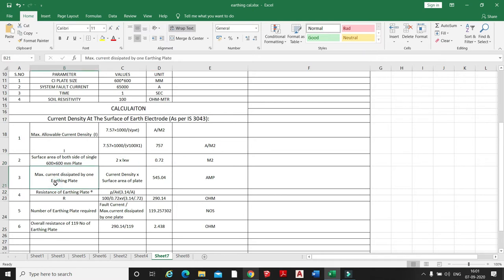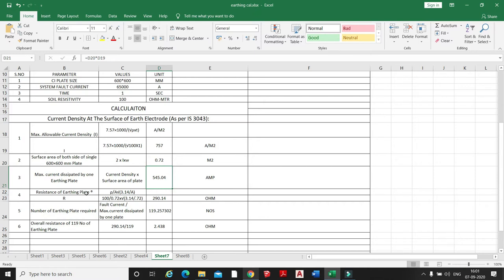The third one is the maximum current dissipated by one earth plate, which is equal to the current density into the surface area of the plate. Current density is 757 and the surface area of the plate is 0.72, which gives 545 ampere.